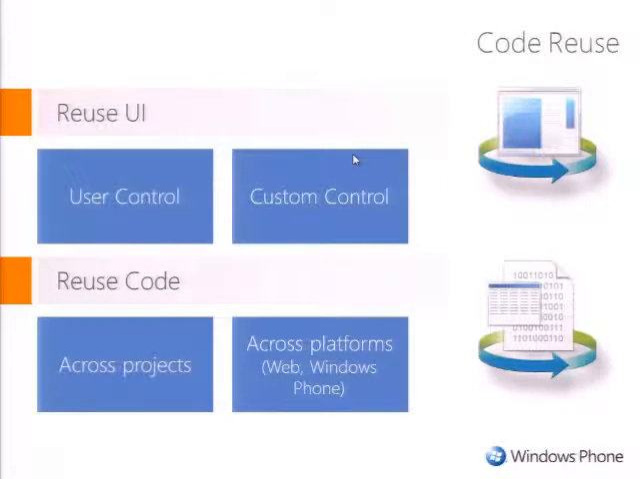Basically, to wrap things up, the idea behind it is to make sure that if you have code on the desktop, especially with Silverlight, you can reuse it. Especially if you have custom controls, you can port them in very easily to the phone. So you just reuse as much UI and as much code as you want from the desktop on the phone as well.